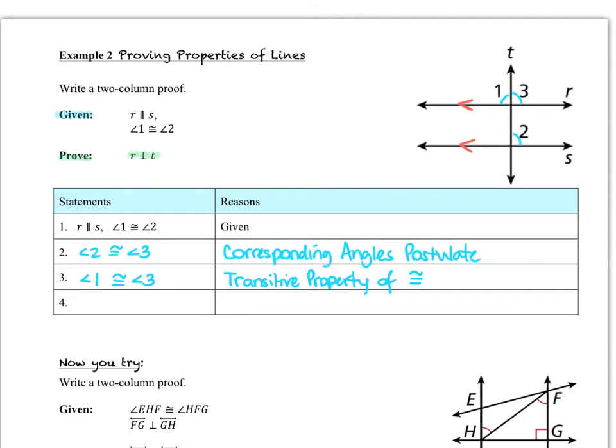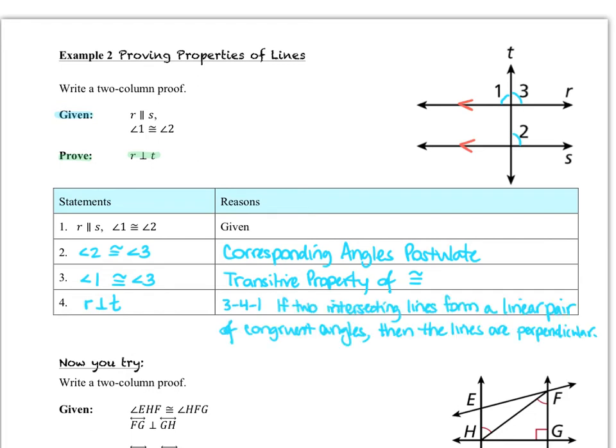Now we're at that last step, which, if you remember, we talked about in class, that the last step is always going to be where you prove the final thing that you were trying to prove. And our reason for this is going to be one of the theorems that we just learned, 3-4-1, which says if two intersecting lines form a linear pair of congruent angles, then the lines are perpendicular. Unfortunately, we don't have a name for that theorem, so we have to write it out. We successfully used one of our new theorems to prove that two lines are perpendicular.